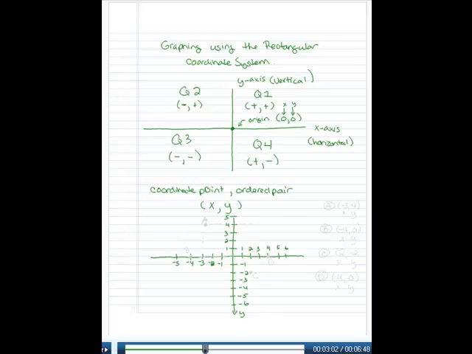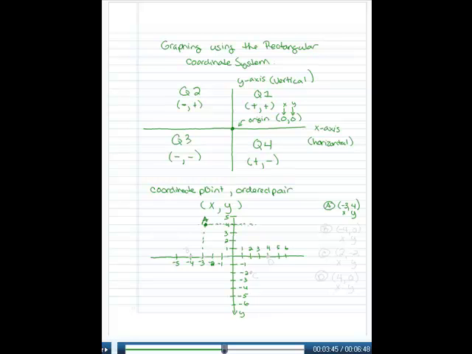So let's start with some basic points. What if I wanted to plot the point, and I'm going to label it point A, if it had the coordinates -3, 4? Well, since the first number is x and the second number is y, that means that on the x-axis I'm going to go to -3, which is right here, and I'm going to go up to 4 on the y-axis. So as you can see, where the 4 and the -3 intersect, that's where you're going to plot your first point.